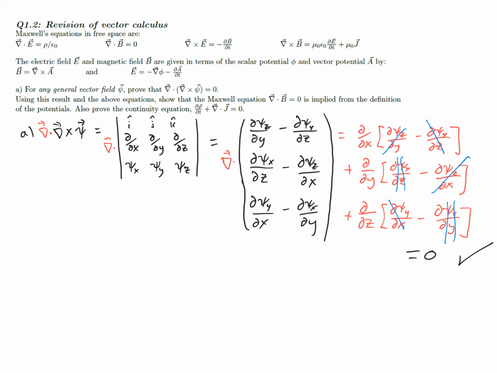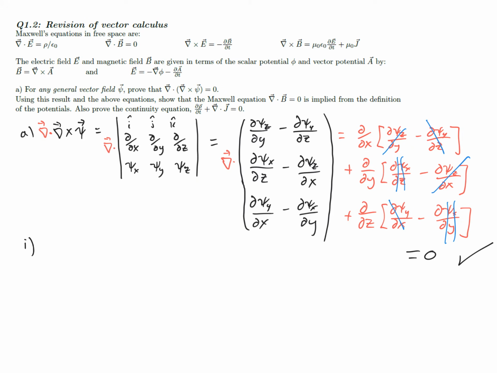Okay, so that was just a little piece of mathematics. The second part of the question, however, is onto the physics, which is much more interesting indeed. So in the first part of this, it says, use this result and the above equations to show that Maxwell's equation that the divergence of the magnetic field is equal to 0 is actually already implied from the definition of the potentials. How can we do this?